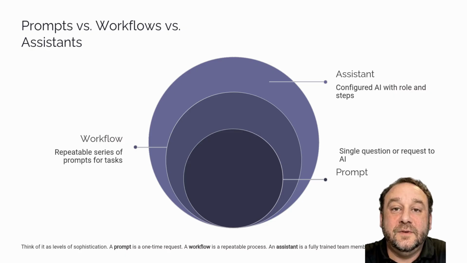You can think of it this way. Prompting asks the AI a question. Workflows guide the AI through steps. Assistants package those steps into a repeatable system. This makes assistants extremely useful for tasks that professionals perform frequently.